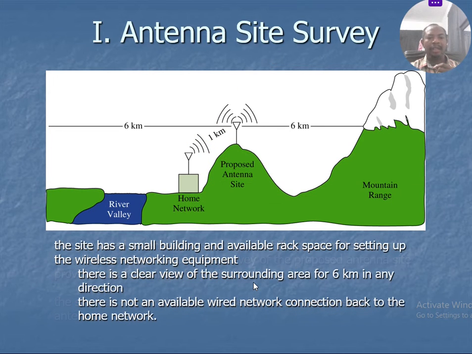Okay. Besides that, another thing we're looking at is that the site has a small building and available rack space. There must be a building where you have all your telecommunication closet, and a rack space for setting up your wireless networking equipment. You must have a small building. The building could be built with a cabin, or with a container, you know, these shipping containers.